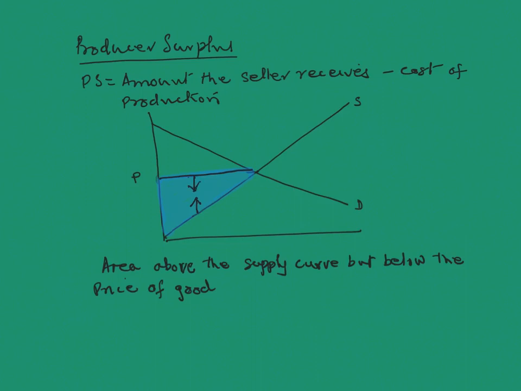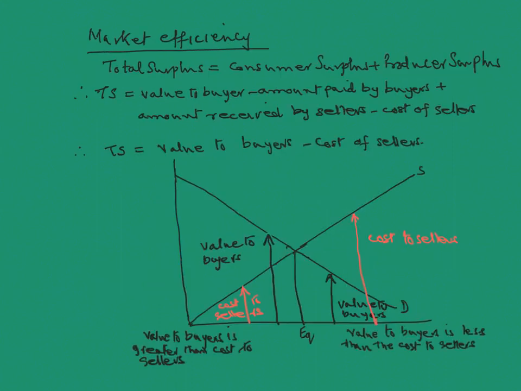If market price rises, producer surplus increases, because the area above the supply curve and below the price will increase. A rise in producer surplus means that sellers' economic welfare has increased.